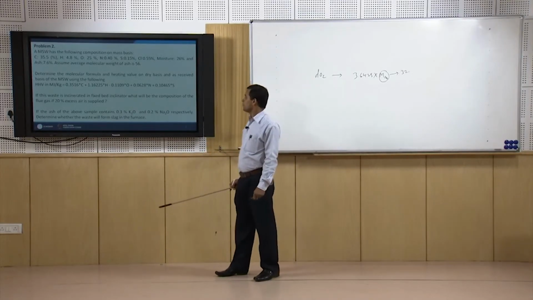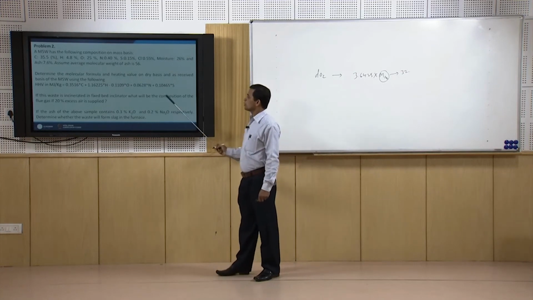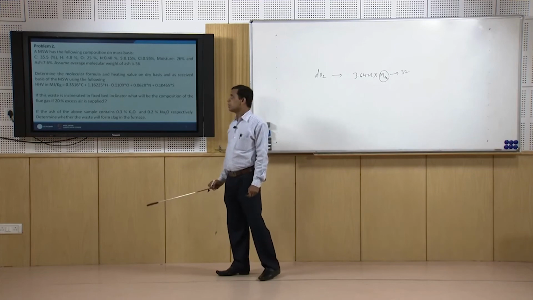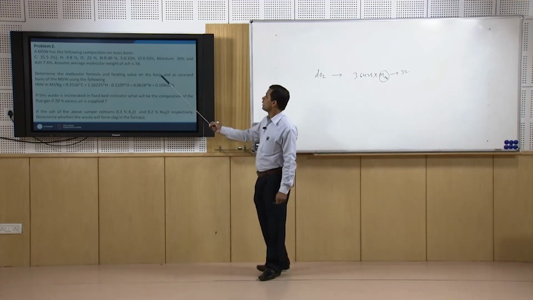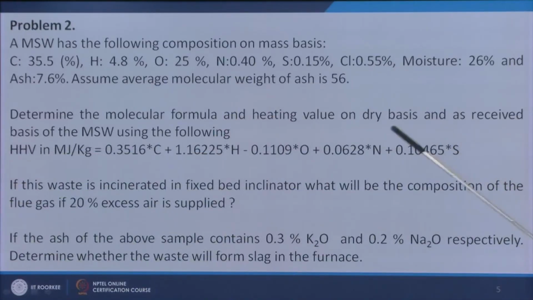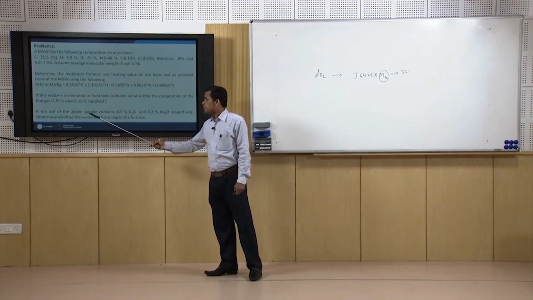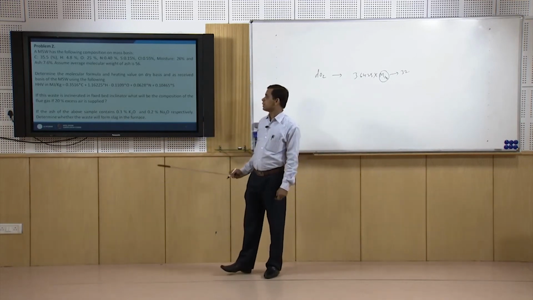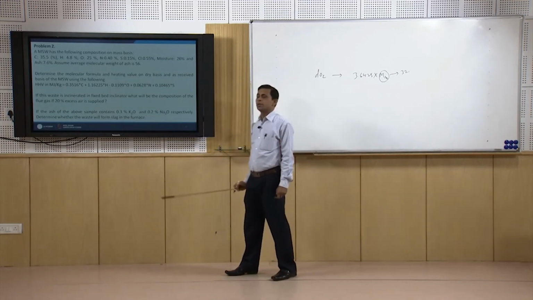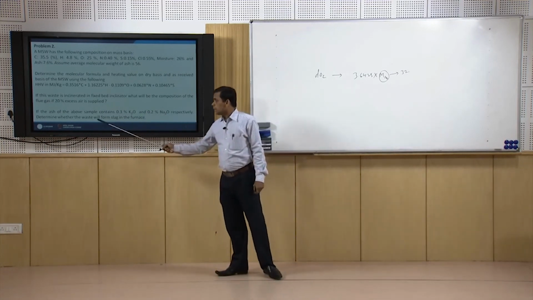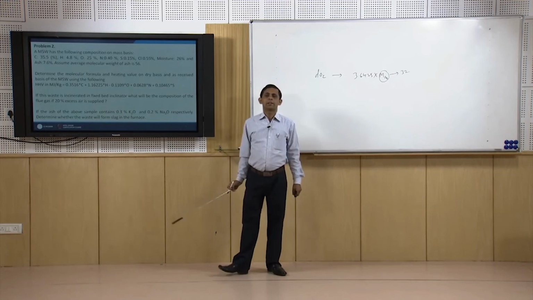We have to determine the compositions of the flue gas if 20% excess air is supplied. We also have to determine the dry basis and as received basis heating value of this material. And the next part, if the ash of the above sample contains 0.3% K2O and 0.2% Na2O respectively, determine whether the waste will form slag in the furnace.